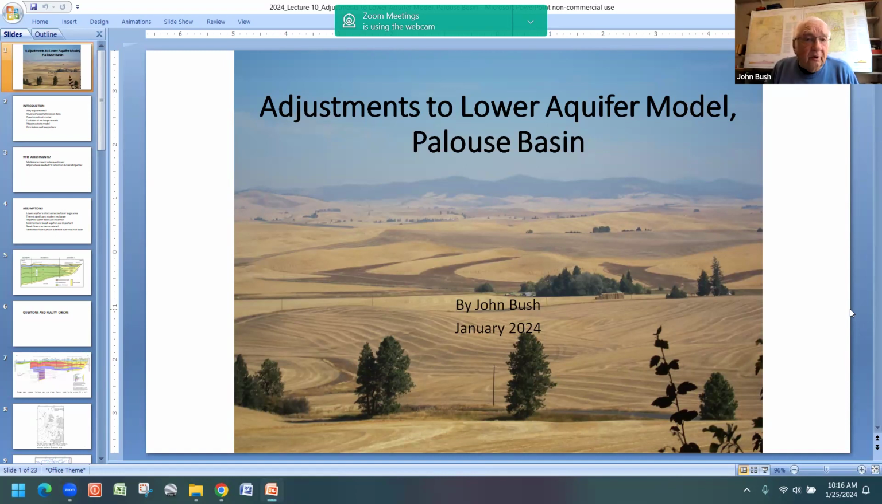Hi, this is John Bush, and I'd like to present a talk today on the adjustments to the lower aquifer model, the Palouse Basin, Moscow, and Pullman area, Pullman Watershed in Moscow, Idaho. The slide you're looking at is a photograph from standing on the east end of Kamiak Butte, looking across the Palouse Hills to the east, up to Twin Peaks in the southern Palouse Range.